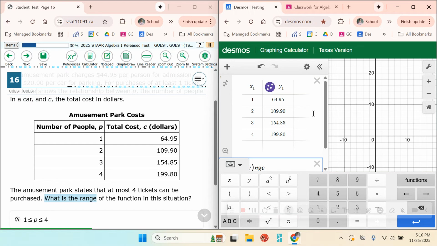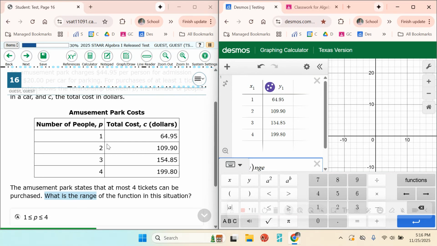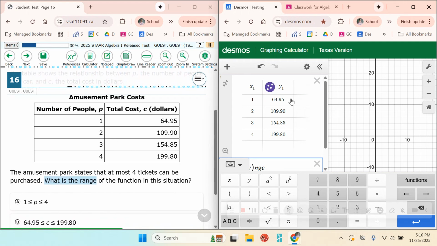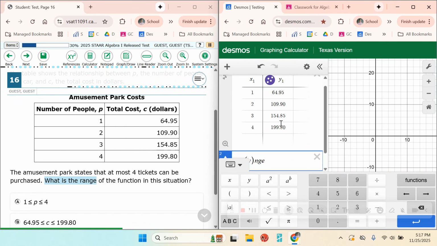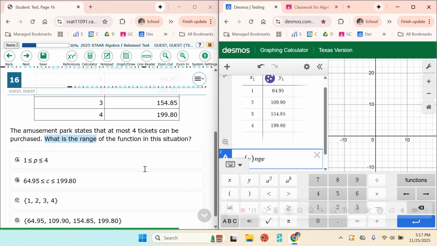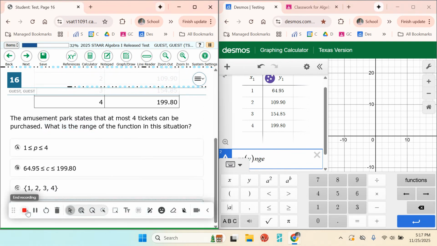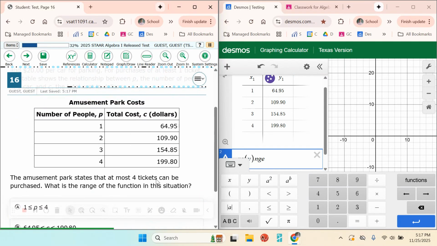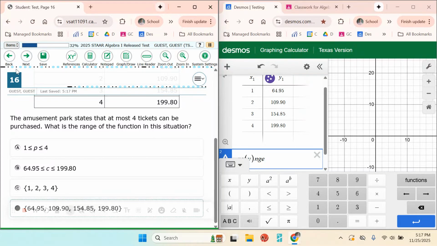And here's a good reason why I made the table, because now it's confirmed. Those are the y's on the right. So now I'm glad that I did that. Guess how easy this is now. My y values are 64.95, 109.90, 154.85, 199.80. Now that might seem like a mouthful, but when I scroll down, guess what? It's all those numbers. As straightforward as that. As long as I know the y's are these numbers on the right, there they are.